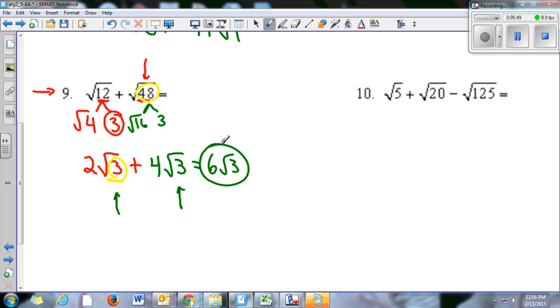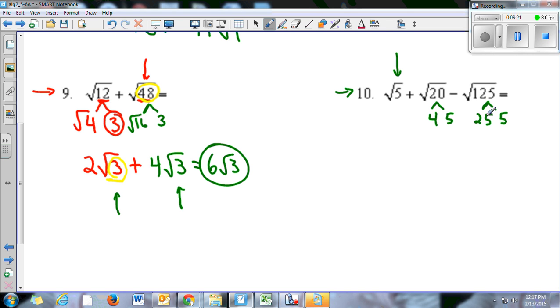All right, so we can use our work in one problem to help us with the other part of the problem. Kind of like in number 10. Square root of 5. The only factors of 5 I have are 1 and 5. There's no way to break that down anymore. So since this is already kind of simplified, I'm going to use that factor of 5 in each of these. 5 goes into 20 4 times. 5 goes into 125 25 times.